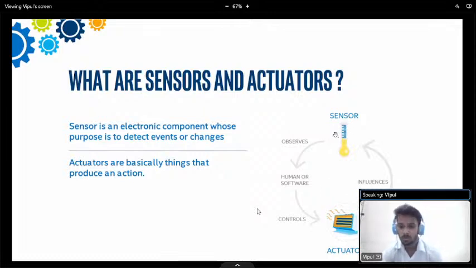So a sensor can observe environmental changes or events, and an actuator just produces an action and influences. Now suppose we have set 30 degrees Celsius in our code. If 30 degrees Celsius is crossed, then we have to turn on the AC. By its influence, if we turn on the AC, the temperature will decrease again. This feedback will get back to the sensor, and the sensor will again give this feedback to the software. Okay, so this feedback is there.